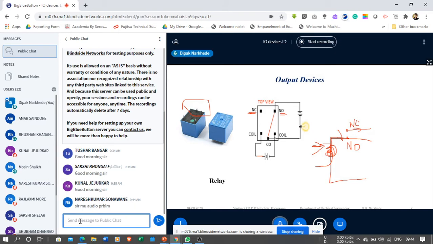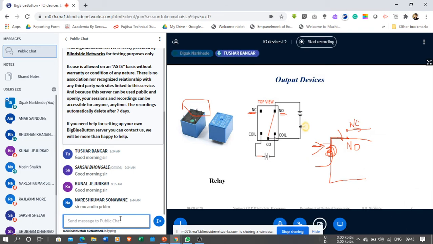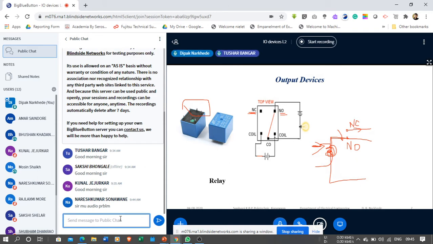Sir, I have an audio problem. Okay, so am I audible to all of you? Yes, sir. Do you understand the working of a relay? Yes, sir. Will you please explain?